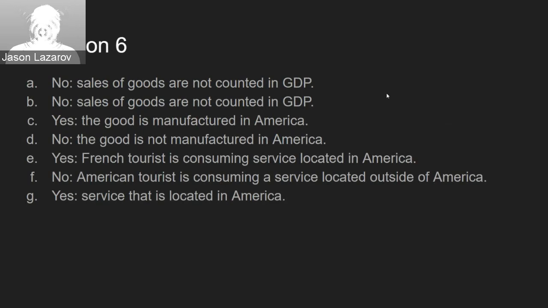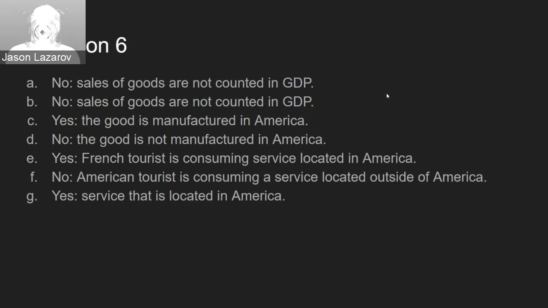For part D, however, wine made in Australia by Americans does not count towards the US GDP, since the good is made outside of America. Part E, a French tourist staying at a San Francisco hotel will count for the US GDP, since the French tourist is consuming a service that is located in America.